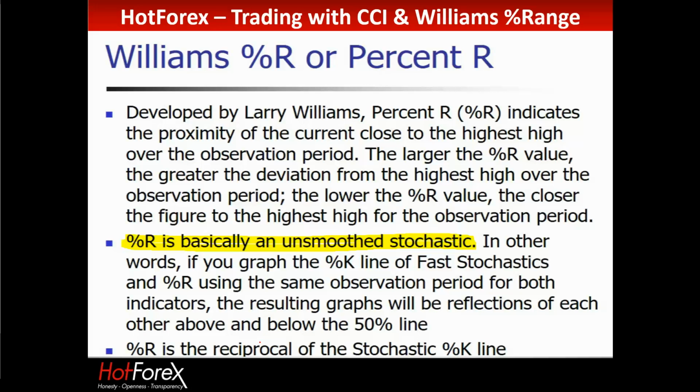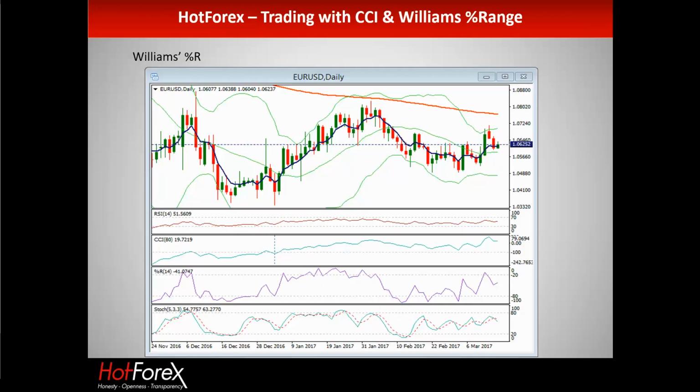So it's a flip. When it says reciprocal, it just means it's a flip. So percentage R is the reciprocal of the stochastic K line. So again, it's a negative number, but it works just as well. You just need to see it on your chart because it's very visual, very graphic, and very nice to use as well. So let's have a look at this one.